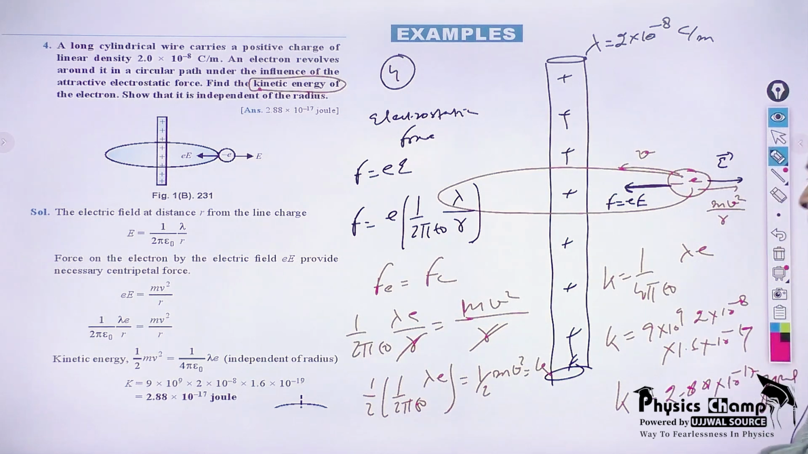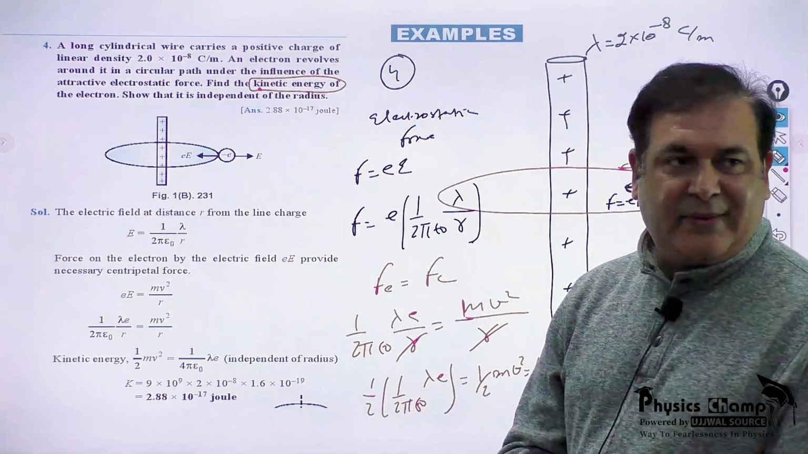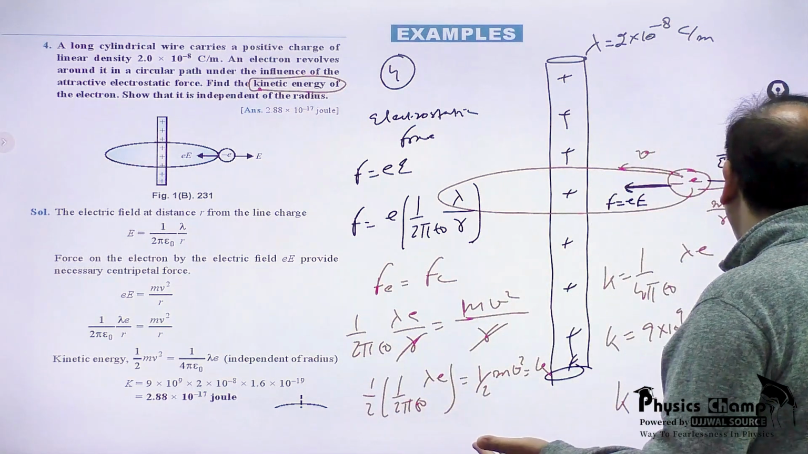So we can calculate the kinetic energy of the electron revolving around this rod. If you can recall, earlier it was a rod and electric dipole, and this time it is a rod and an electron revolving around it. So, different applications we are looking into.